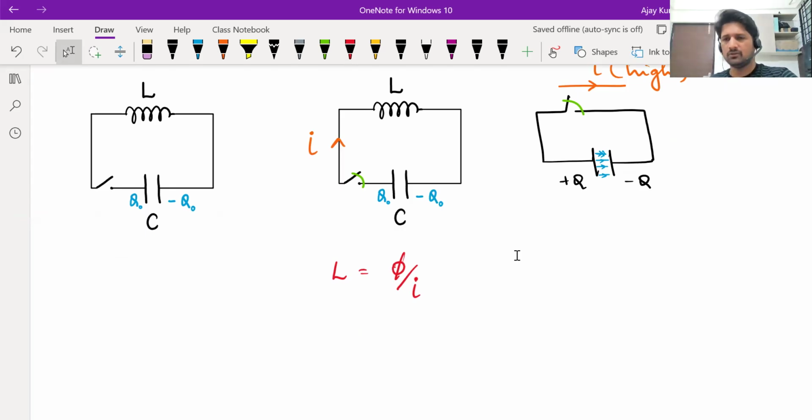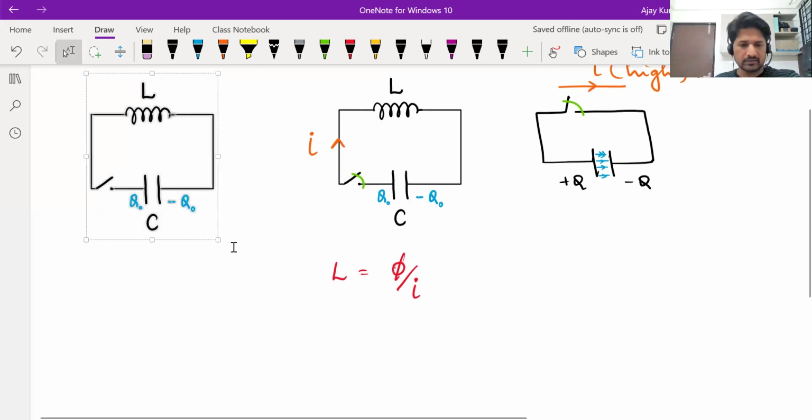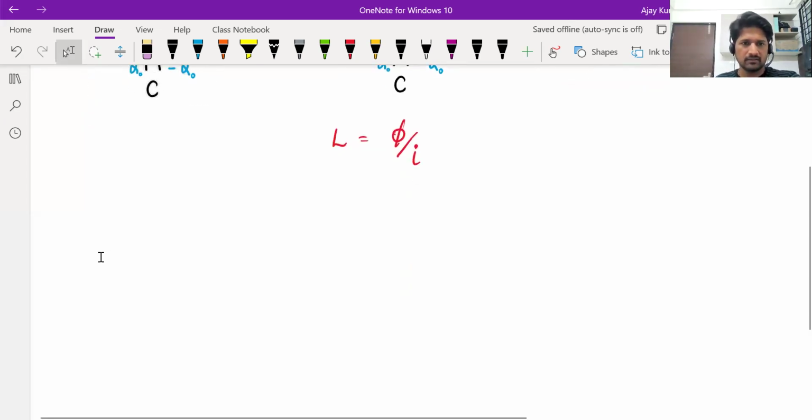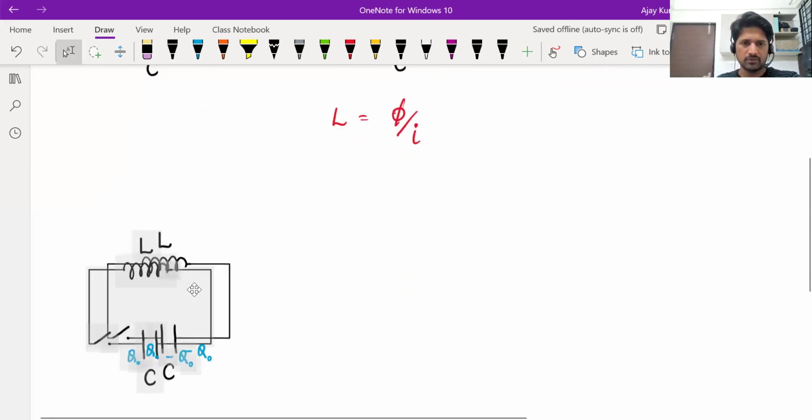So what we can do now is write an equation for current as a function of time or charge on the capacitor as a function of time. The charge is not going to get neutralized immediately. It will take time. So we have to derive an equation for it. Let us do that. This is the circuit that we are considering. Assume the switch is closed at t equal to 0.